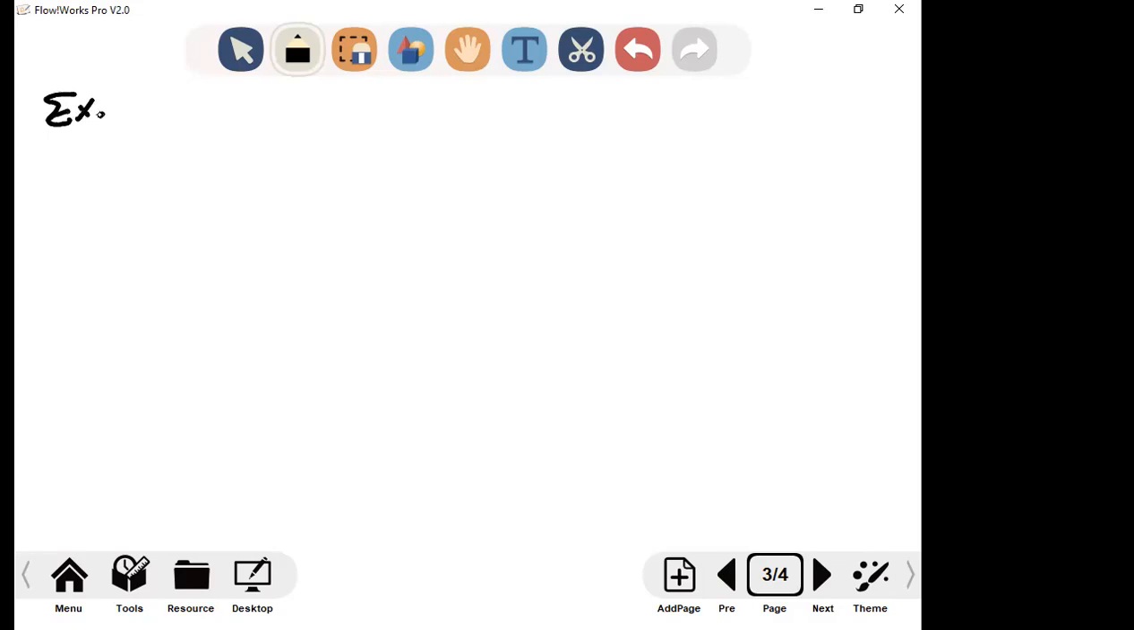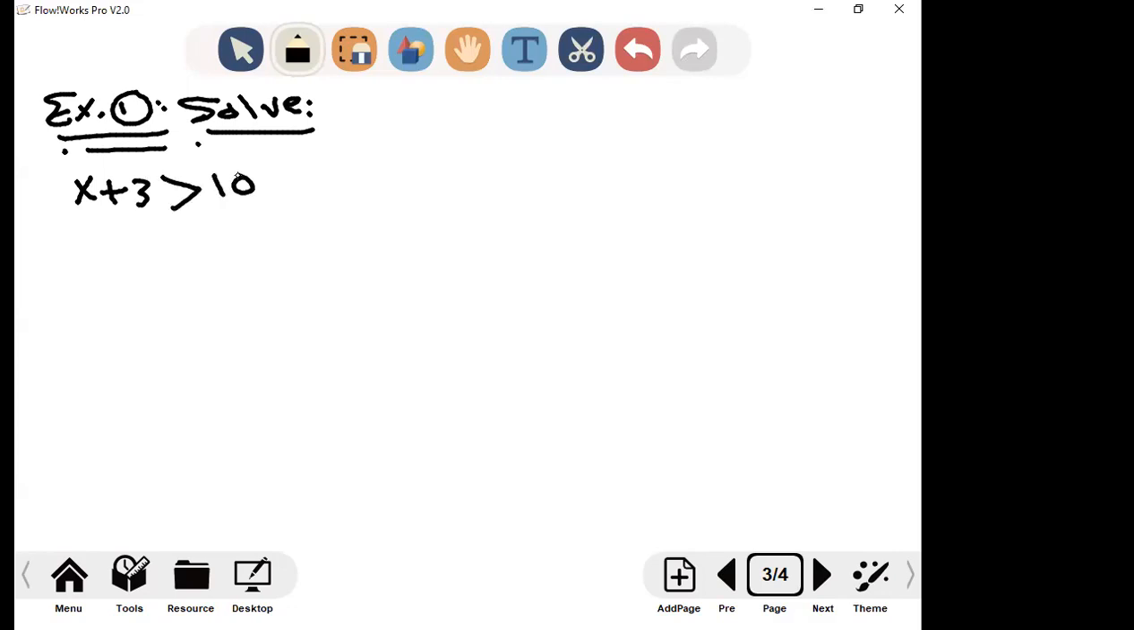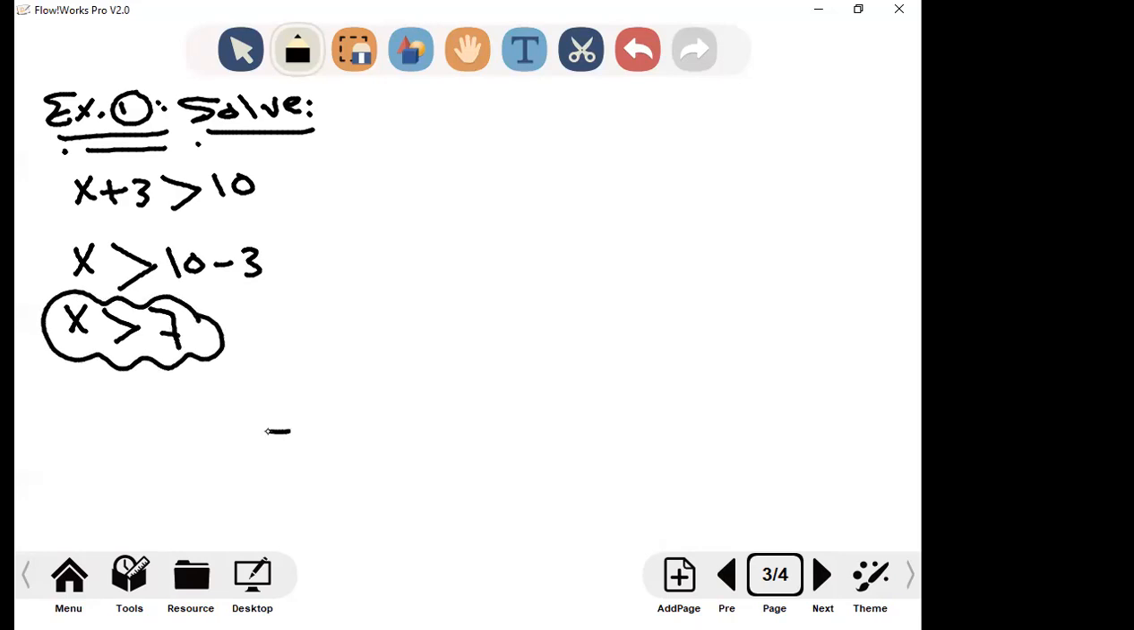Let's go and solve in example 1. Solve the inequality x plus 3 more than 10. The variable is x, the connected number is plus 3. We shift it, right? It will be x more than 10. So x more than what? This is the solution. We graph the solution.